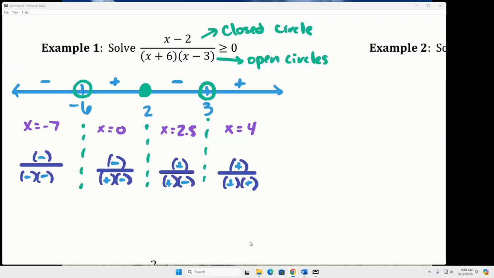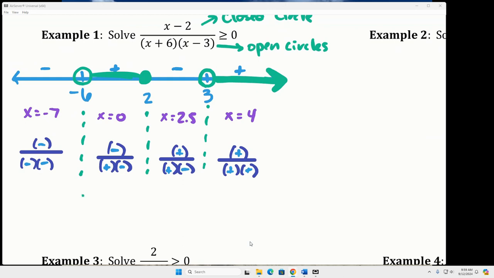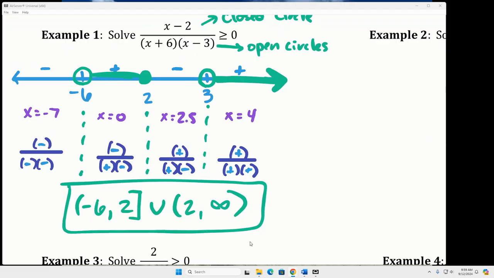What do I want for my answer regions? Do I want positive or negative? So because this is greater than 0, I'm looking for the positive, so it's this section and this section. All right, and then somewhere where you guys have room, you're going to write the answer in interval notation. So pay attention to your brackets and your parentheses, because it can change up a lot on these. So if it has the closed circle, we do the bracket. If we have the open circle, we do the parentheses. Wouldn't that be 3? It would, thank you.